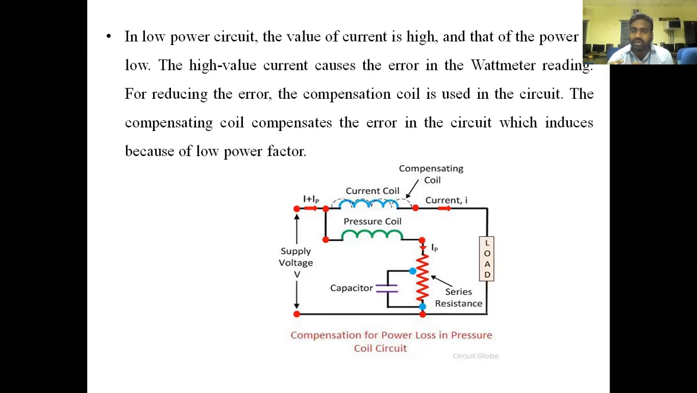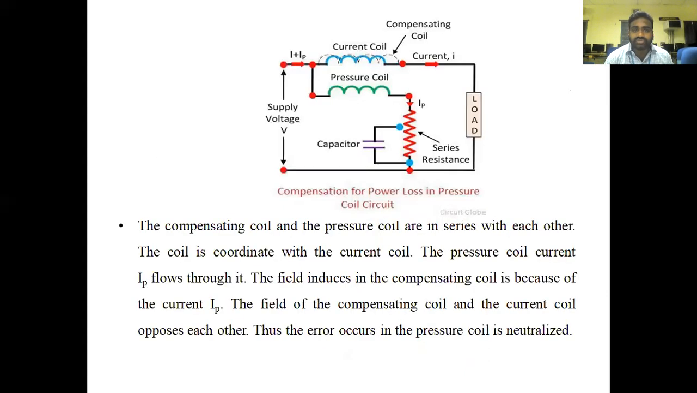In order to eliminate this high current which causes a certain amount of error, I am connecting a compensating coil. So this is an additional type of compensation. This is called compensating of power loss in a power circuit. Compensating of power loss through an additional coil mechanism. So this is one type of mechanism.